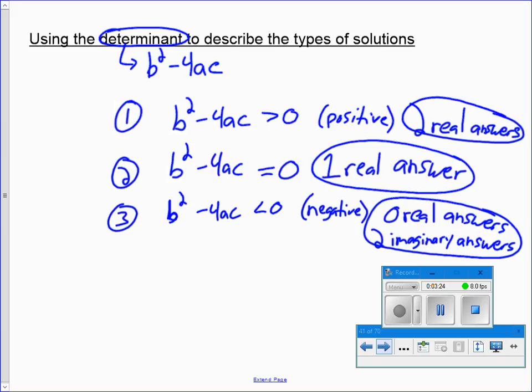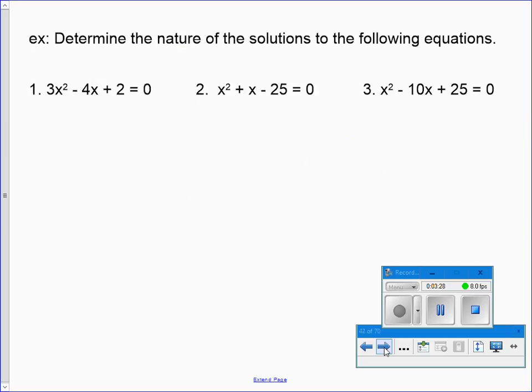So how we use this is sometimes we see questions that are going to look like this. Determine the nature of the solutions to the following equation. Alright, so nature of the solutions. There's only three possible options when it asks this on a quadratic equation. It can either be two real, one real, or zero real. And zero real is the same thing as two imaginary.